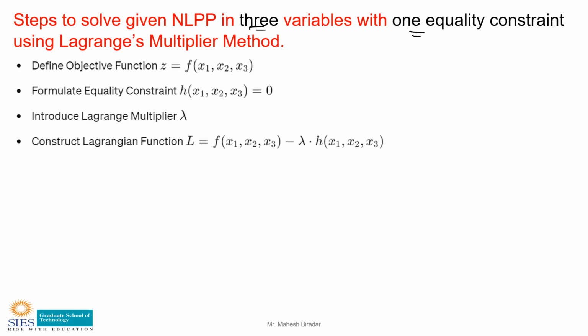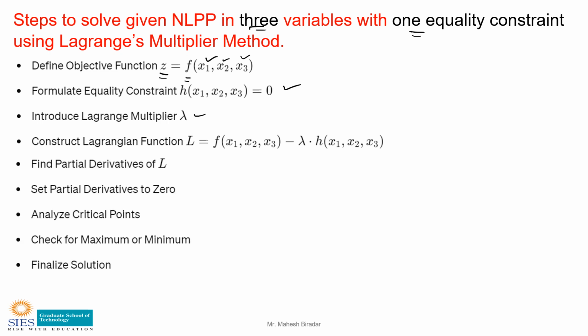First, we need to define the function z, which is equal to f of x1, x2, x3, because these are the three decision variables. Then we have the equality constraint, which is given as h of x1, x2, x3 is equal to 0. Then we are going to take Lagrange's multiplier as lambda, and we are going to write the equation L is equal to f minus lambda h.